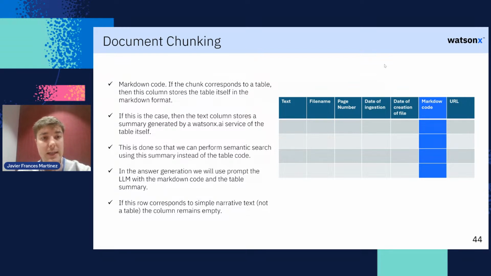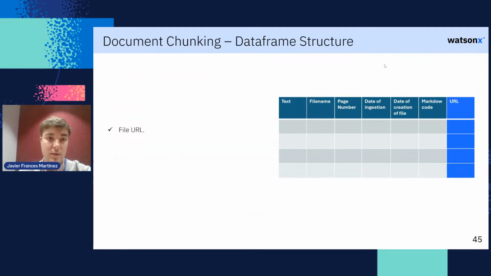And in that case, we will store in the text column a summary of the table itself, generated through generative AI. This is done so that we can perform semantic search over the summary. However, for the generation part of the answer, we will make use of the markdown code. And if the row corresponds to a narrative text, then the markdown code will be left empty. And finally, of course, the URL, so that we give the final user the traceability of going back to the document and searching for the answer.